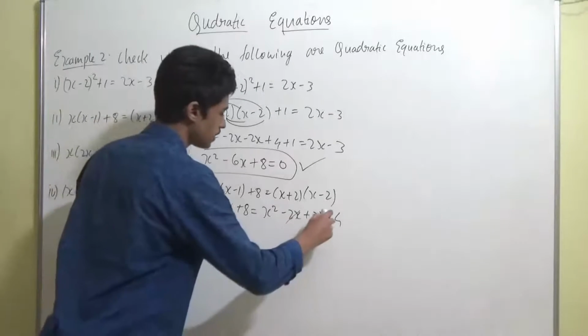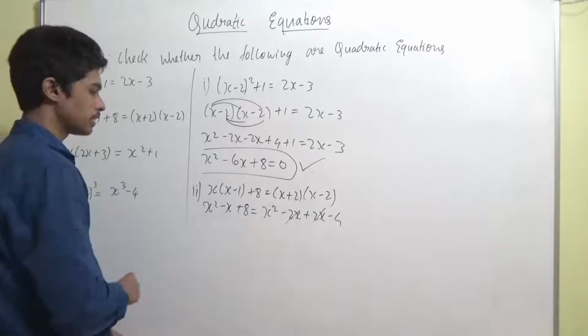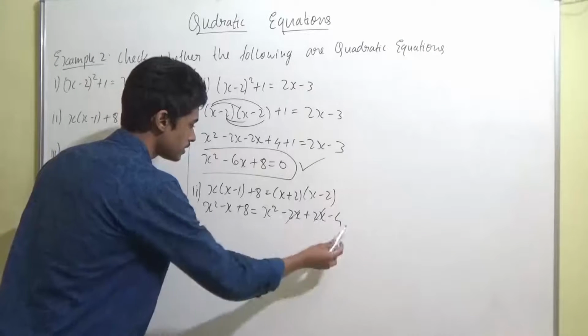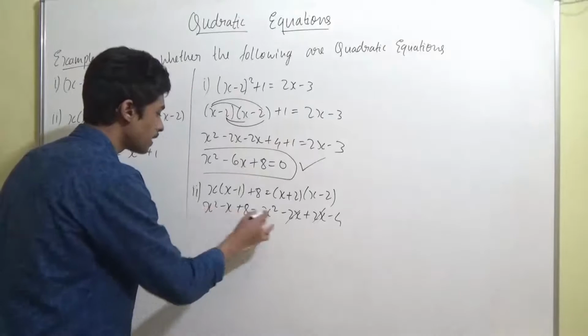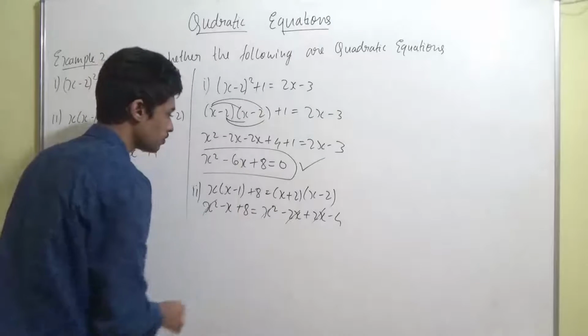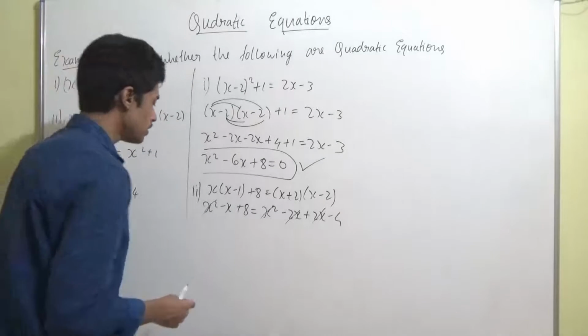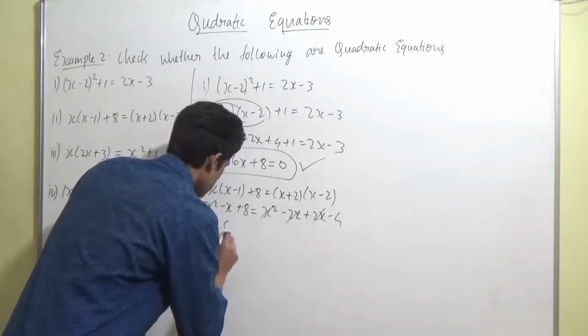So this 2 will get cancelled, minus 2x and plus 2x will get cancelled, and let's bring the rest of the terms towards LHS. So this x square will come here, so x square minus x square will get cancelled off. Getting it guys? After that, what will be remaining?